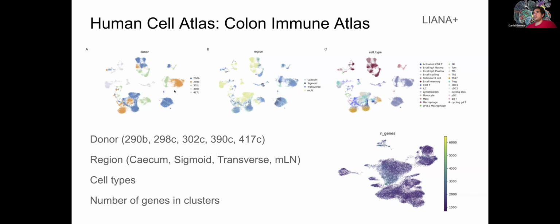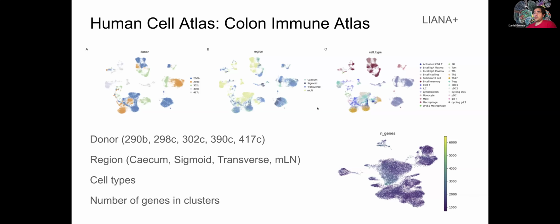So we have the different donors, mostly 290B, 298C, and 302C, and then the different organs. So we have the mesenteric lymph node, the transverse, sigmoid, and cecum organs. So there's like a cross organ map of the different regions. And then what I had to do is get the cell types, the specific cell types.